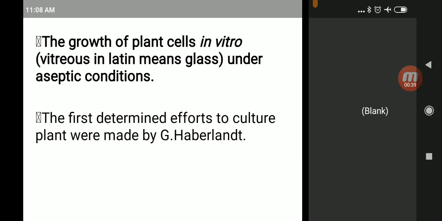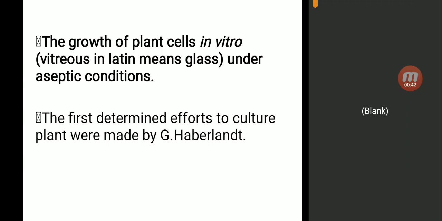Well, plant tissue culture is nothing but the in vitro culture technique. In this technique, plants can be grown inside glass vessels like test tubes or conical flasks or any other glasswares that support the growth of the plant. This technique was for the first time determined by Gottlieb Haberlandt.